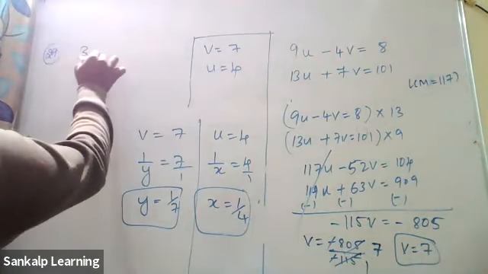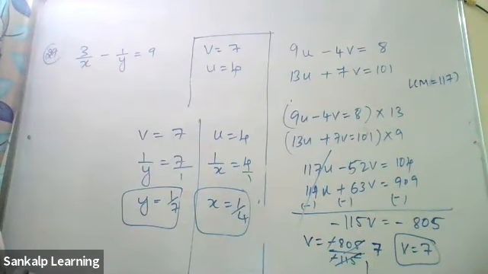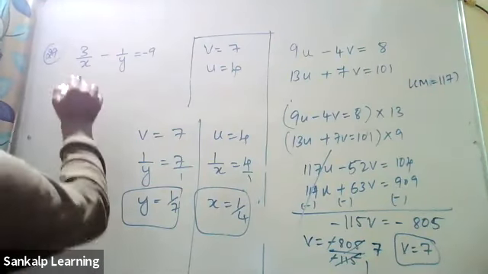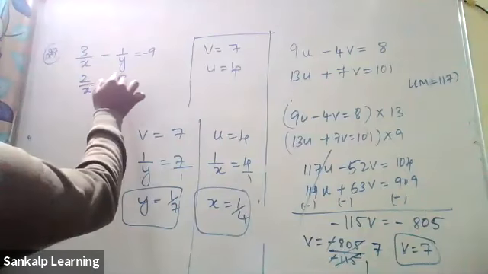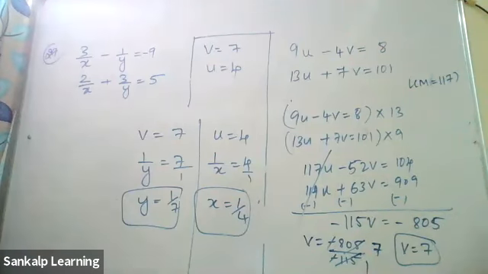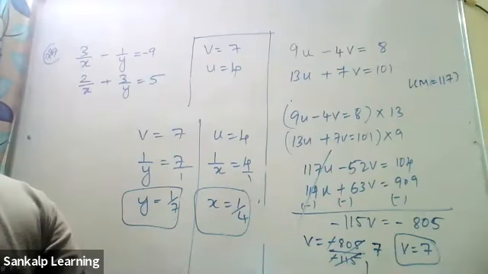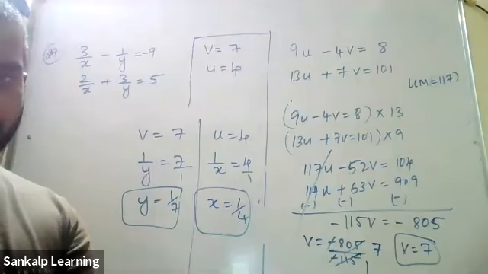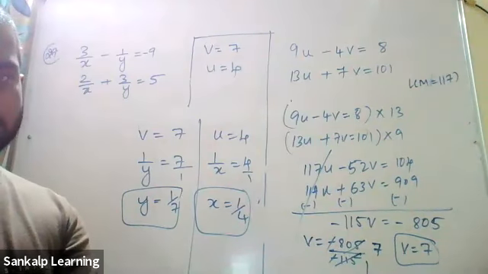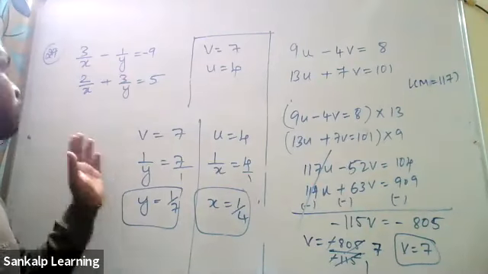3 by x minus 1 by y equal to minus 9. 2 by x plus 3 by y equal to 5. Please solve it. Try it out. Okay, good. Most of you have got the answers correctly. Good. Try out the 27th one.